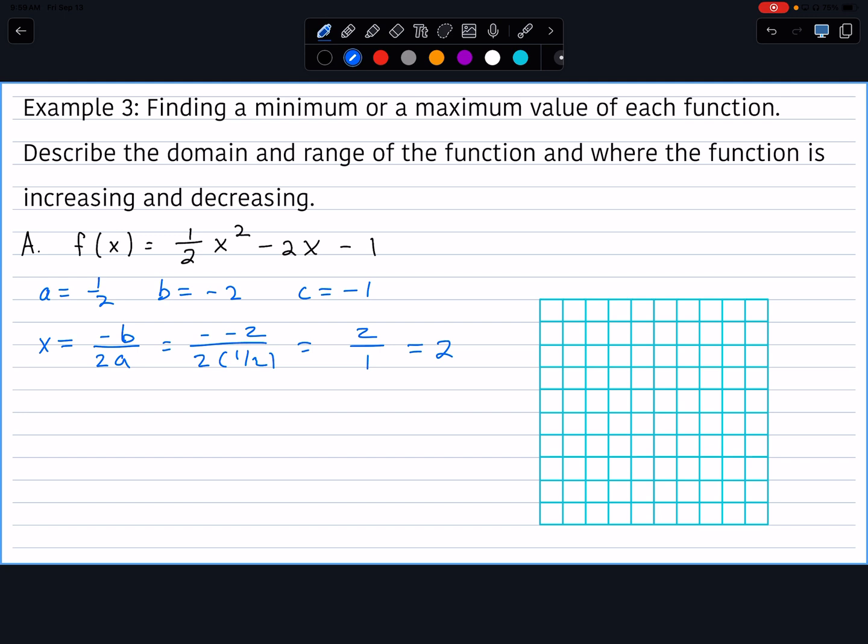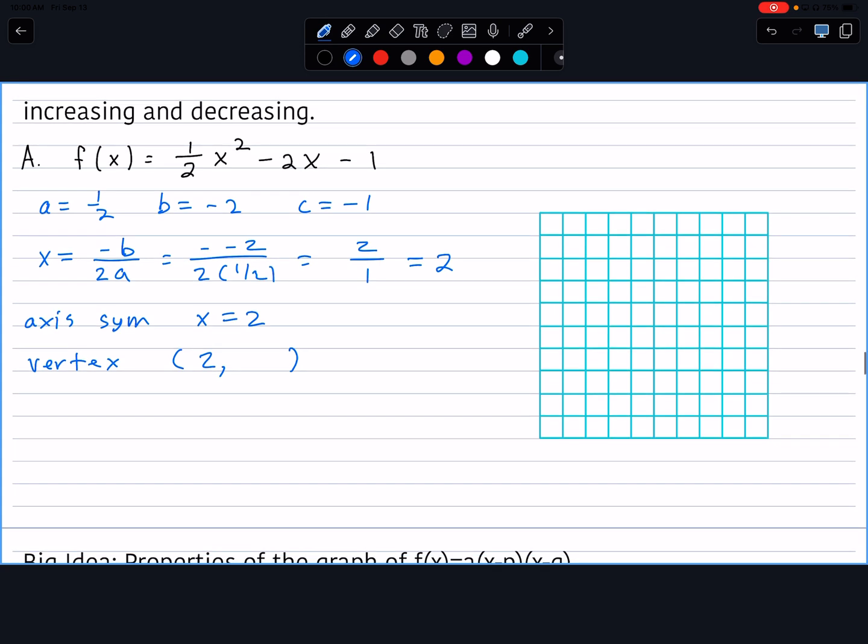Okay, so remember, we've actually done two things at this point. One, we have found the axis of symmetry, and that is the vertical line x equals 2. Two, we've also found the x-coordinate of the vertex. So we have the point (2, something). Our job now is to figure out the y-coordinate.